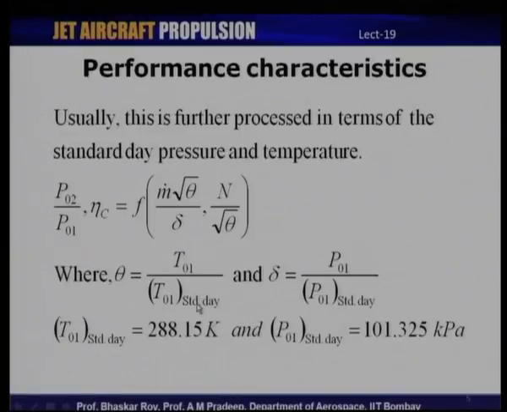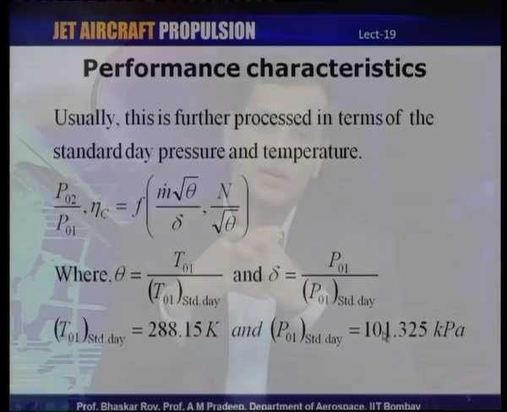And here the standard day temperature and pressure are usually taken as T01 standard day equal to 288.15 and P01 standard day as 101.325 kilopascals. So, I think if you recall our discussion for axial compressors, this is exactly what we had done for axial compressors as well.